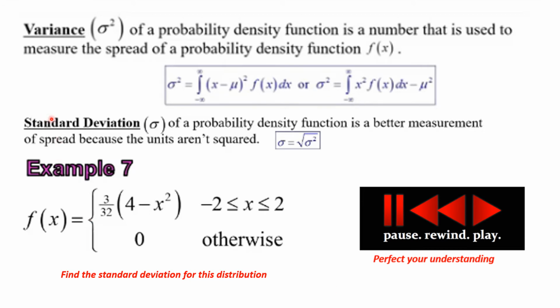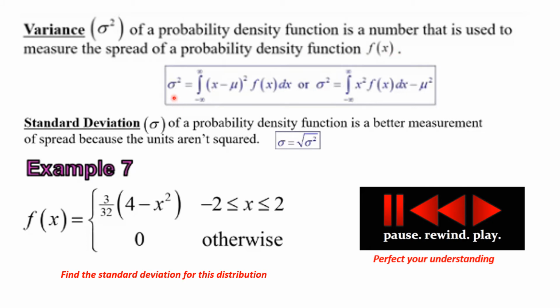Another statistical constant is the variance, and this is the Greek letter sigma, squared. The variance, sigma squared, of a probability density function is a number that measures the spread of the probability density function f of x. How variable is it? What is the variability away from the mean?